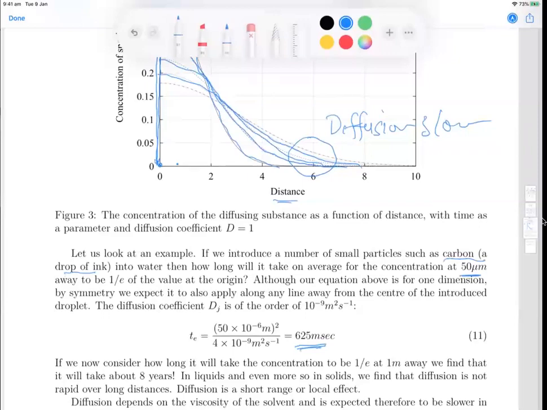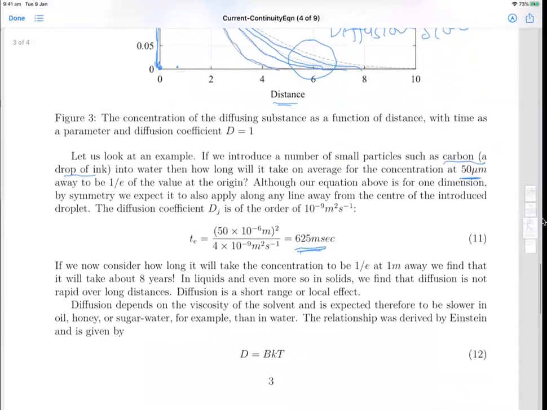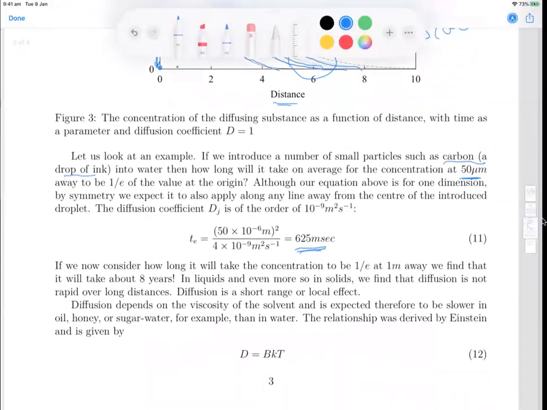However, if we ask the question, how long will it take for the carbon particle to move 1 meter away? So now we look at how long it will take to go 1 meter away. It takes approximately 8 years. So we see that diffusion is a very short range or local effect. And this is an important observation.